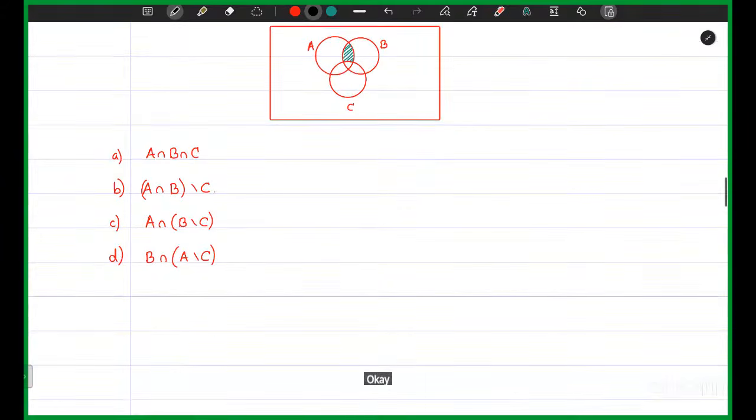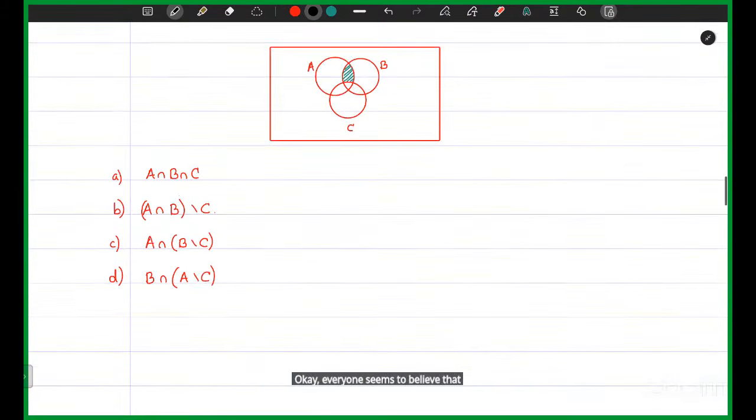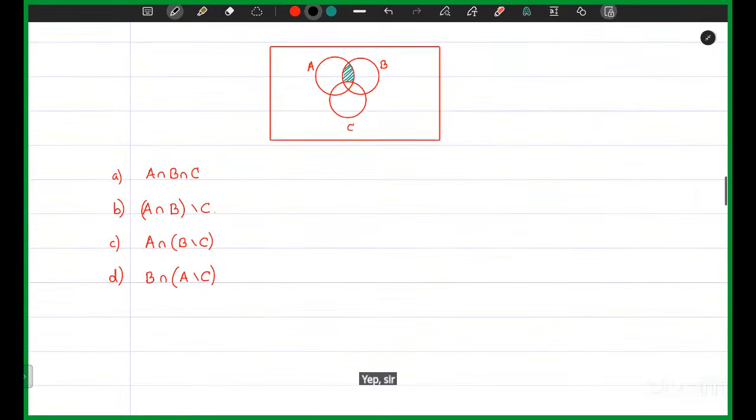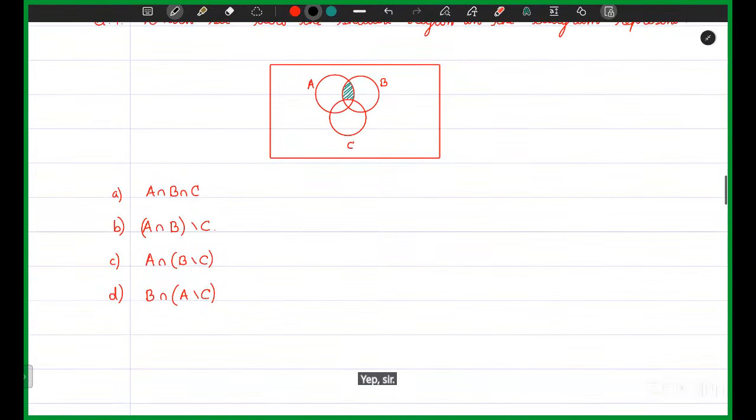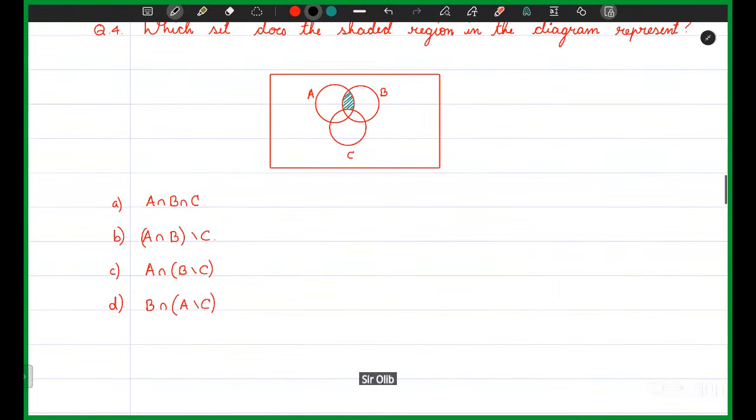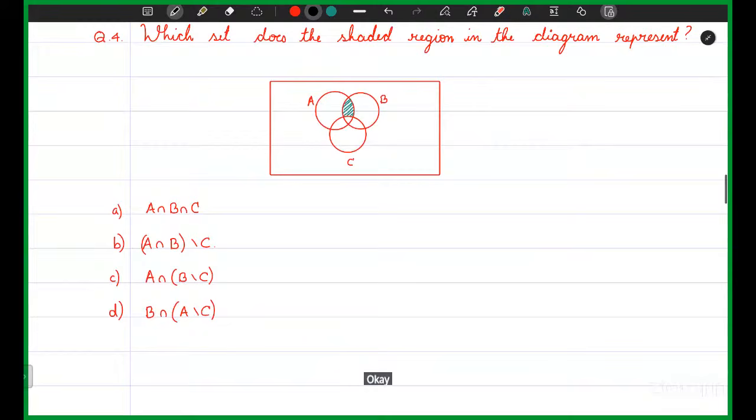Okay, everyone seems to believe that BCD is the correct set of options. Only B? Yeah, only B. Okay. So nobody believes that A is correct, right? No.